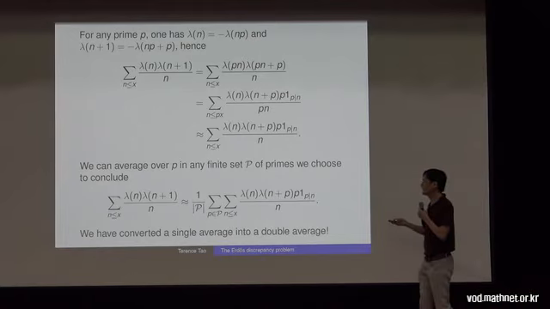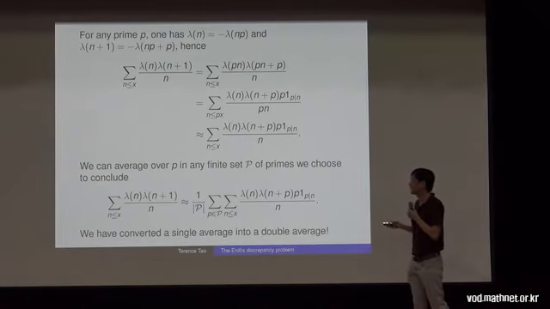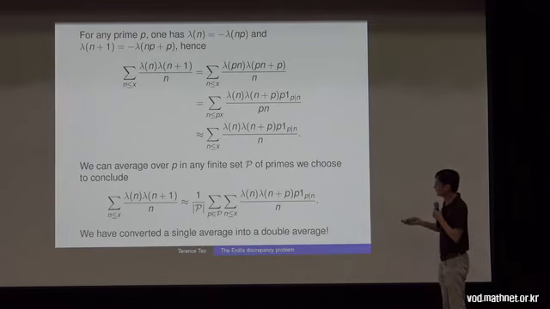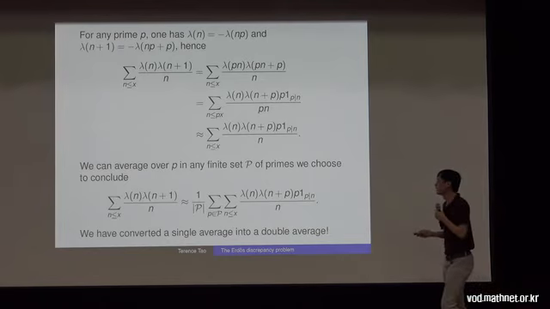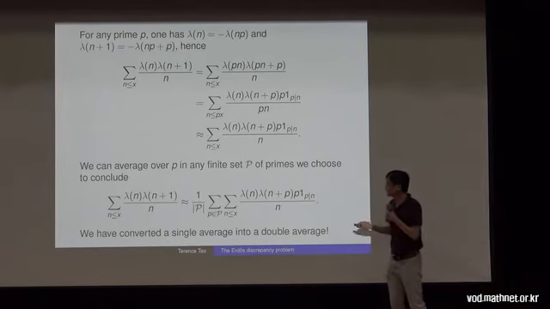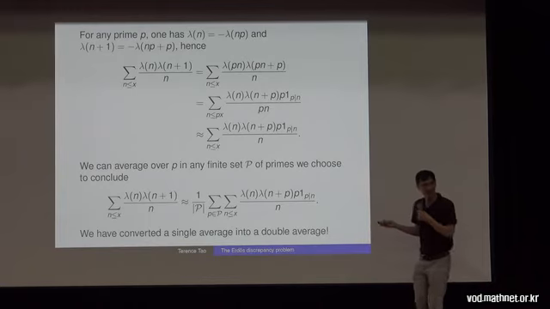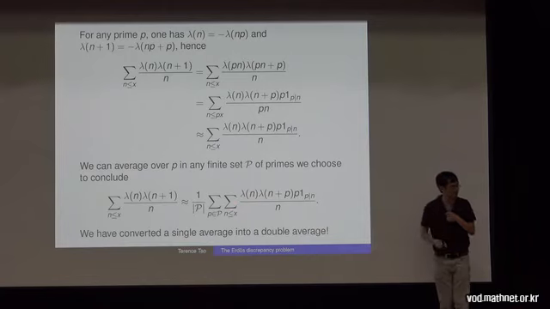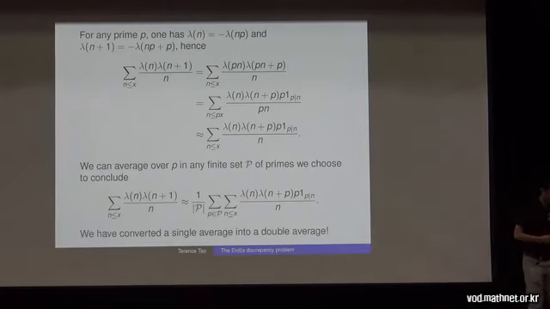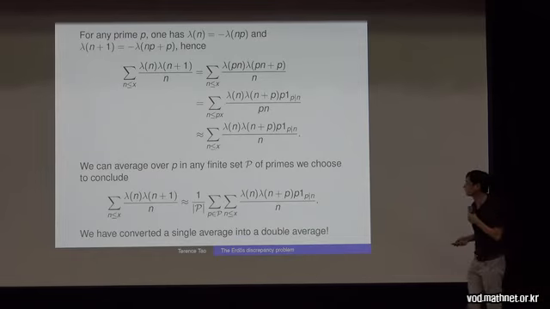And what you can find is that you can turn the single average into a double average, where you not only average n from 1 to x, but you also average over primes p in some set, and you can pick what set you want. And it's actually important that you get to pick what set you want. So you can change this sum into this sum, which looks a lot worse. It's a lot more complicated, but there's more averaging going on here, and in analysis there are more chances that you can make something work when you have more averaging going on.